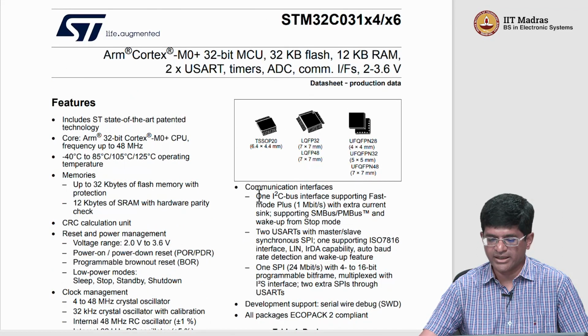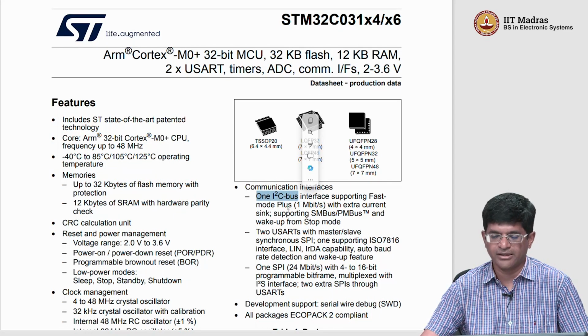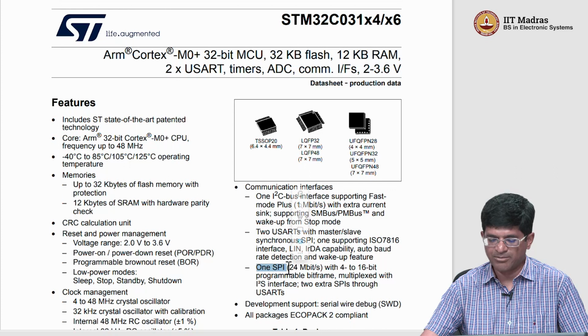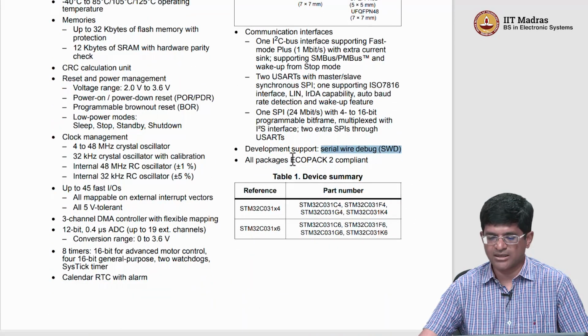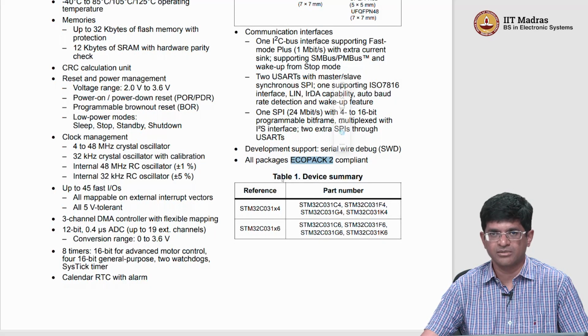More details about it, it basically says one I2C bus. All of these we will look at later in terms of understanding what these buses are. 2 USARTs and one SPI, which can go up to 24 megabits per second, right. It has debugging support, and these are more to do with the packaging itself, and they are more standards in terms of compliance, in terms of safety and disposability and life cycle management of the actual physical parts.